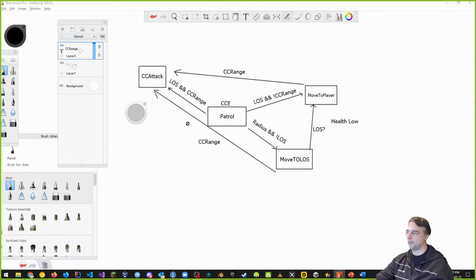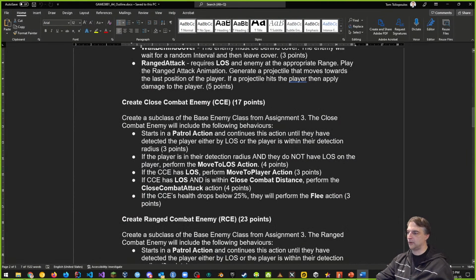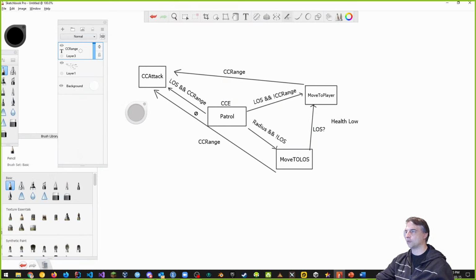So it's close combat range. I'm in close combat attack. And what else? In the close combat attack action, if the health drops below 25%, then I flee. There's nothing that says I'm going to go back into patrol. Once I'm in close combat attack, the way we've planned this out, your enemy is going to keep attacking until their health is low. And if their health is low, they're going to flee.